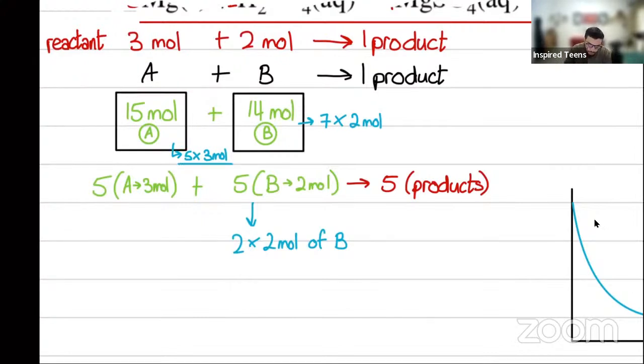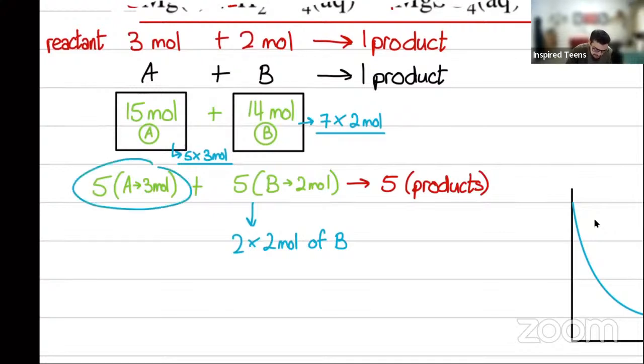Then we group our 14 moles of reactant B into little bundles of 2 moles each, so we can form 7 bundles of 2 moles of reactant B. So we have 5 times 3 moles of reactant A, and we have 7 times 2 moles of reactant B. Because we don't have enough of reactant A to react totally with reactant B, we only have 5 of these, but we have 7 of these.